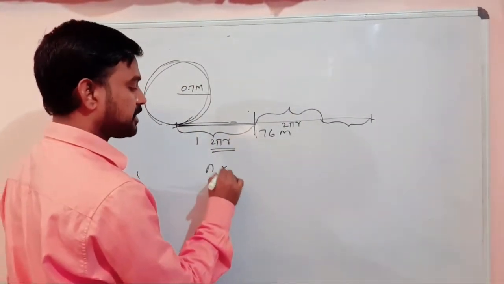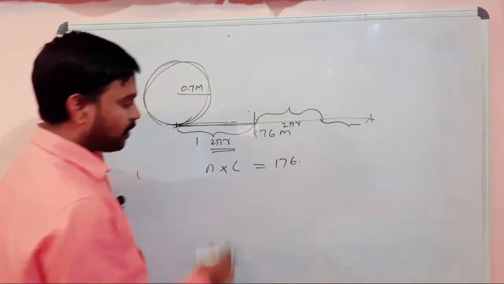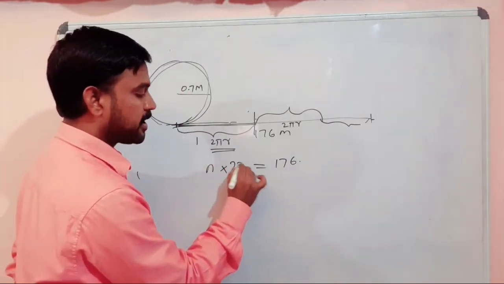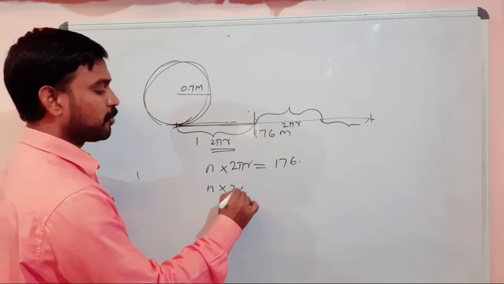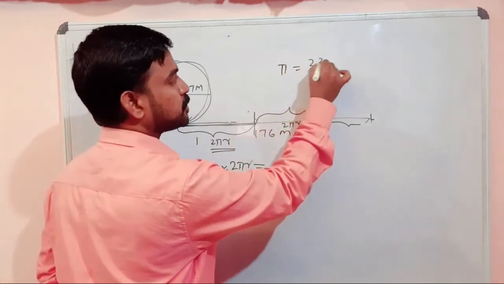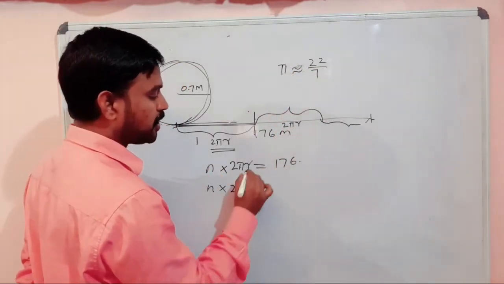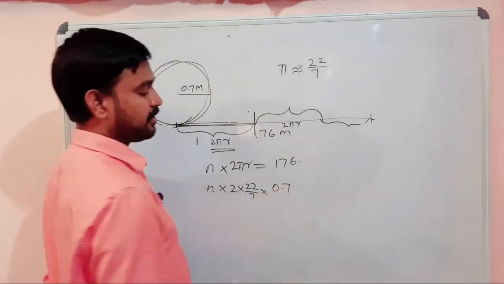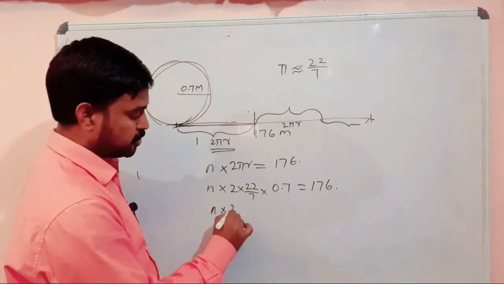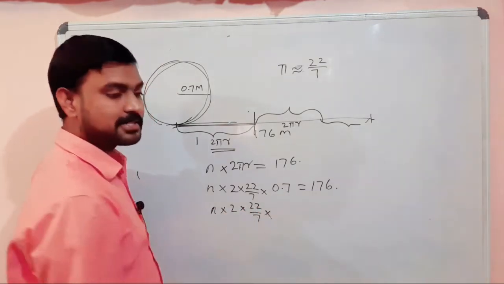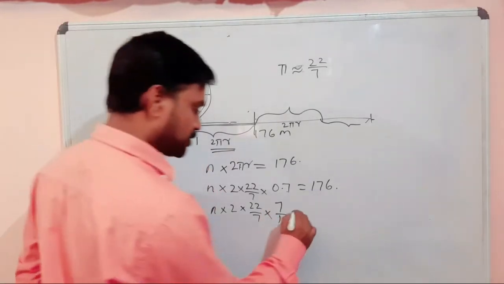So n revolutions are there. N circumferences will be covered, which is the total length 176 meter. What is the equation for finding circumference? 2 pi r. So we can write n into 2 pi r is equal to 176. N is the number of revolutions. 2 into, what is the approximate value of pi? We studied that 22 by 7 is the approximate value of pi. So 22 by 7 into radius 0.7 meter, which is equal to 176 meter. Now listen very carefully. We can understand that n into 2 into 22 by 7 into 0.7. This decimal number can be represented as the rational number 7 by 10, which is equal to 176.